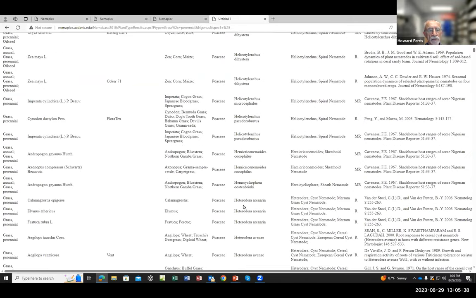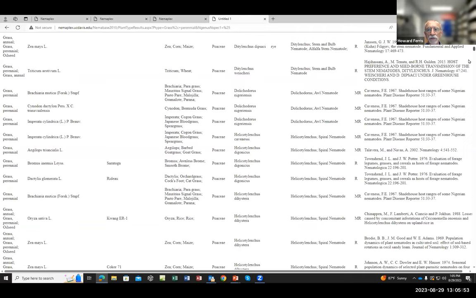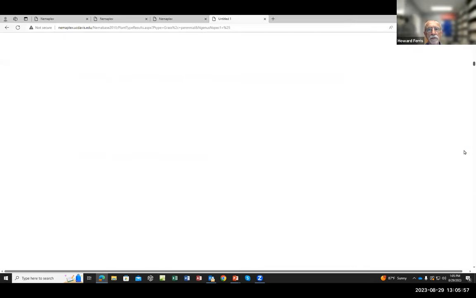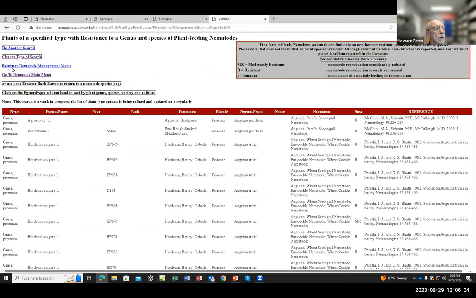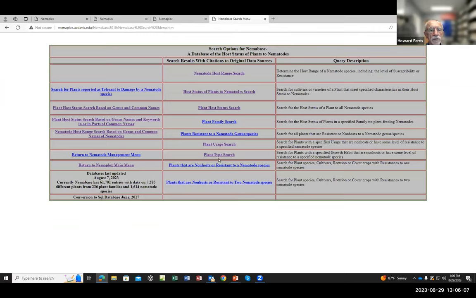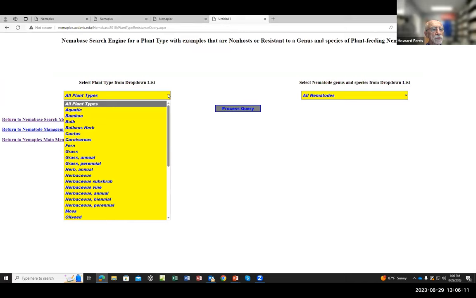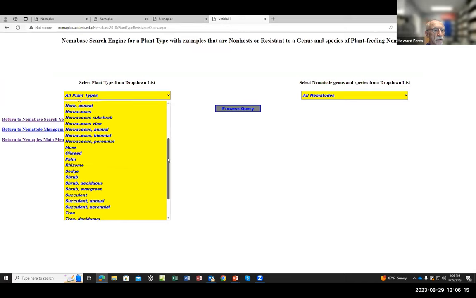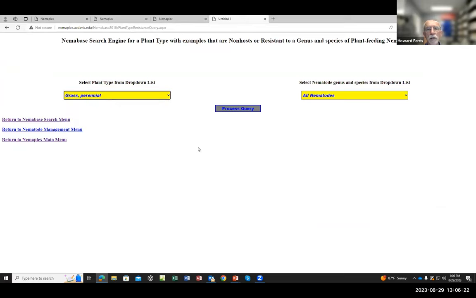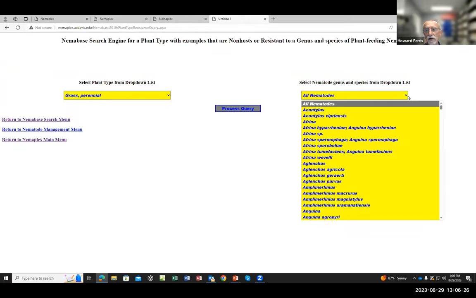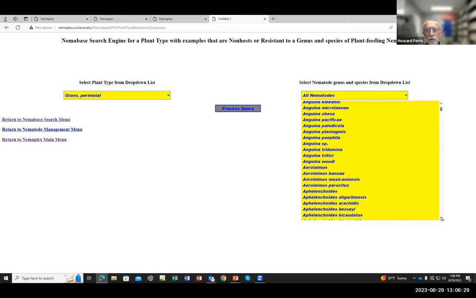the Ditylenchus. Now we're dealing with some of the soil nematodes. So we would select also a nematode type that we were interested in, because there are a ton of perennial grasses, and we want to know who's resistant to what. So we go to the top, type of search, and so we want to go back to perennial grasses, and we would say grass perennial, and we would say a specific nematode. Now we're interested in the particular nematode that was in that field.